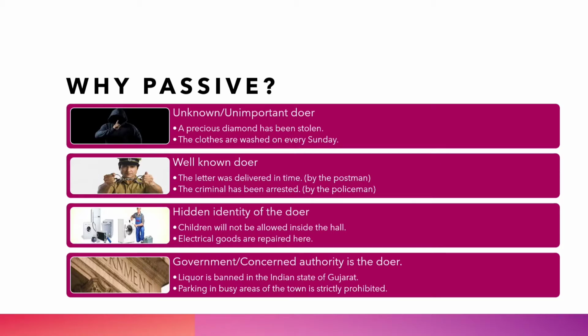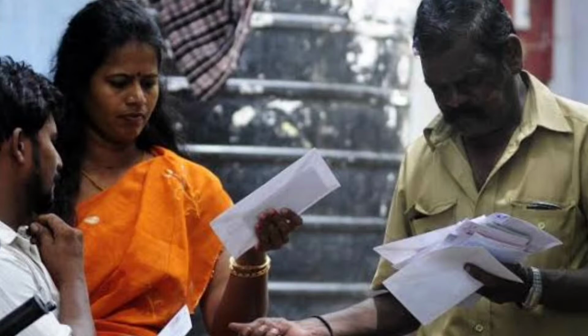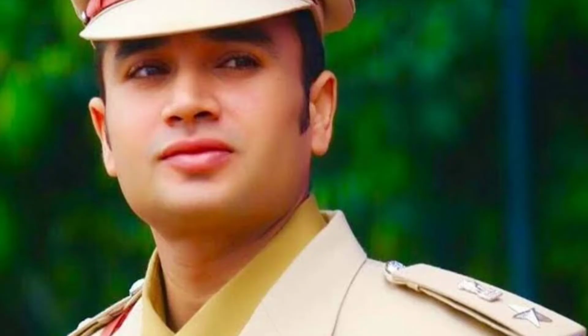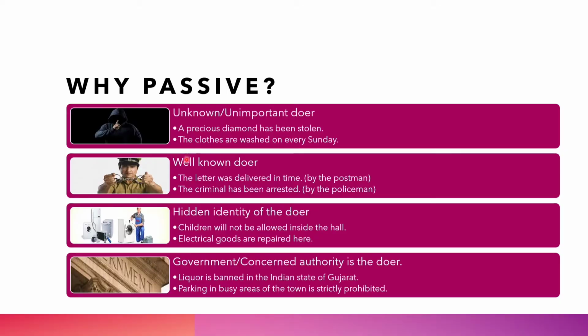So now, the next thing is, in some cases the doer of the action is well known. For example, let us see this example. The letter was delivered in time. By whom? Of course, by the postman. Policemen do not deliver letters. And like that, the criminal has been arrested. Of course, not by the postman, by the policeman. So here everybody knows who does such actions. That's why it is not required to mention by the postman or by the policeman or anything like that.